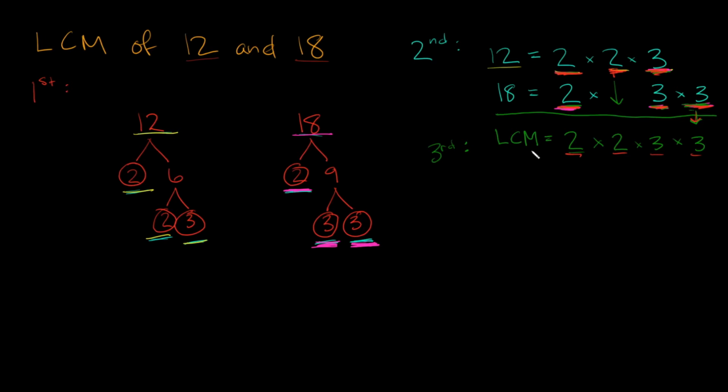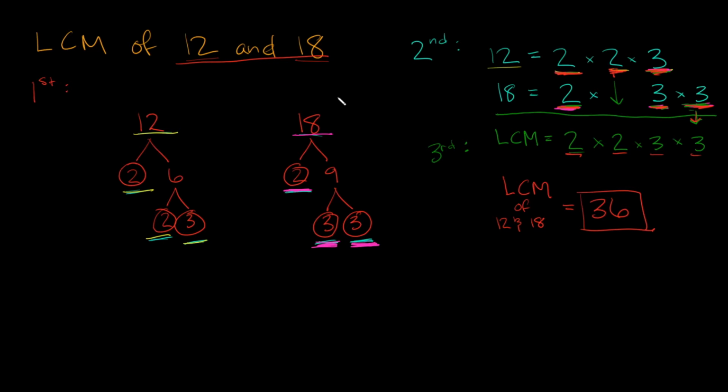Okay, so we have the least common multiple is equal to 2 times 2 times 3 times 3. The least common multiple, and remember, this is of 12 and 18, so the least common multiple of 12 and 18 is equal to this. So what is this? We have 2 times 2, which is 4, and then 4 times 3 is 12, and then 12 times 3 is 36. So the least common multiple of 12 and 18 is 36.